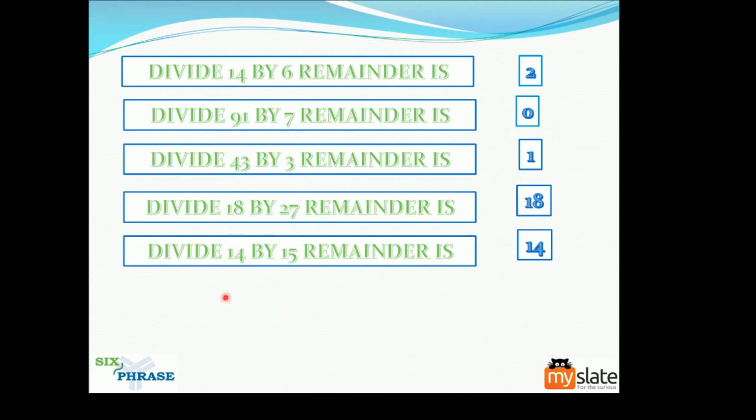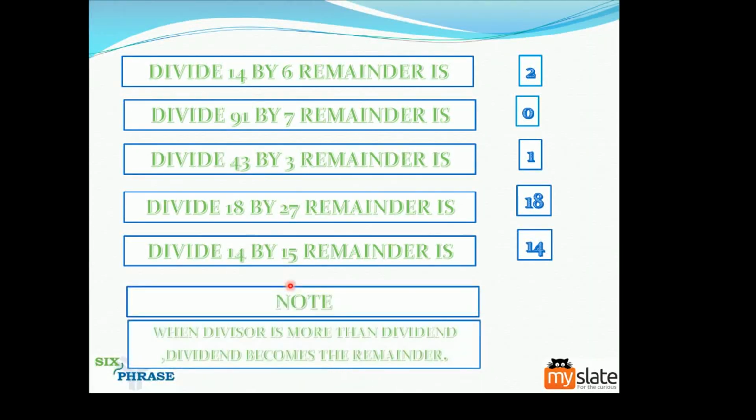14 and 14, same. So here the dividend is equal to the remainder whenever the dividend is less than the divisor. This is the most important concept you will have to understand. When the divisor is more than the dividend, the dividend becomes the remainder. Make sure that you understand this very carefully, because we'll be using this in problems. So we'll move on.